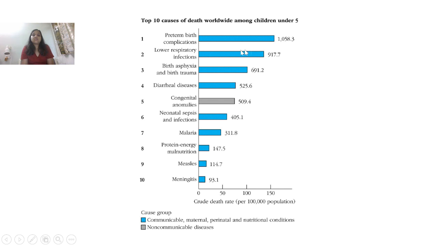You can see all the other blue ones are communicable, maternal, perinatal and nutritional conditions, and only congenital anomalies is a non-communicable disease. Others are neonatal sepsis and infection, where an infection that spreads throughout the body leads to sepsis. Then it can be malaria, malnutrition, measles, meningitis. So there are different kinds of diseases. These are the 10 topmost causes of death among children under 5.